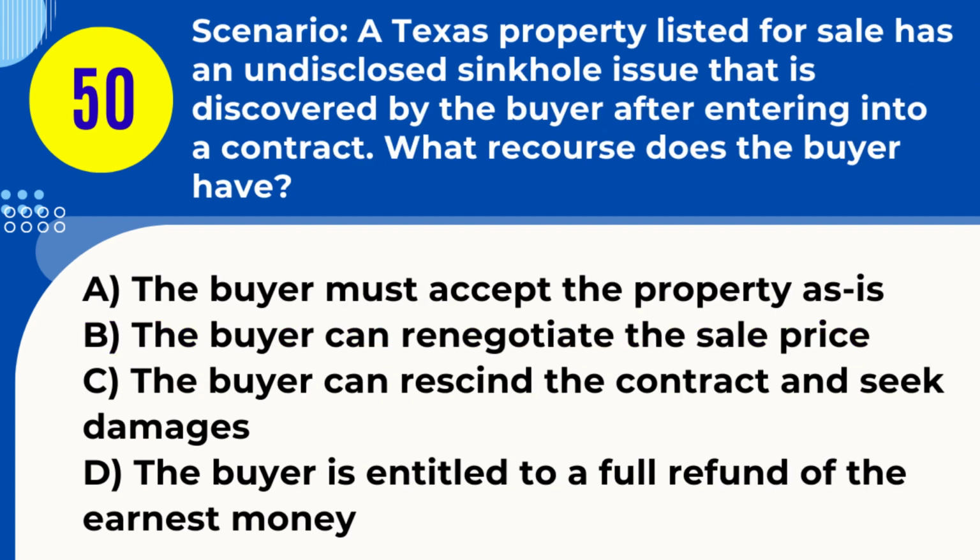Question 50. Scenario: A Texas property listed for sale has an undisclosed sinkhole issue that is discovered by the buyer after entering into a contract. What recourse does the buyer have? A. The buyer must accept the property as is. B. The buyer can renegotiate the sale price. C. The buyer can rescind the contract and seek damages. D. The buyer is entitled to a full refund of the earnest money.